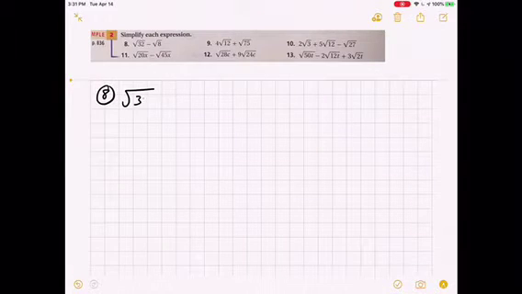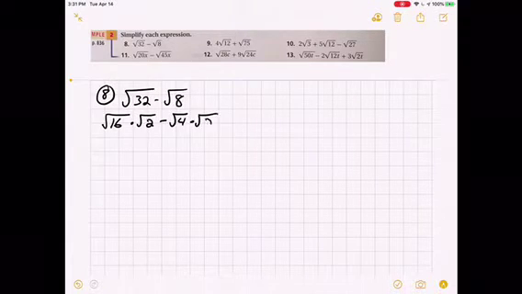Number 8, we've got the square root of 32 minus the square root of 8. And so the square root of 32 is 16 times 2. So the square root of 16 times the square root of 2. And then the square root of 8 is 4 times 2. So the square root of 4 times the square root of 2. Now the square root of 16 equals 4. So that's 4 times the square root of 2.